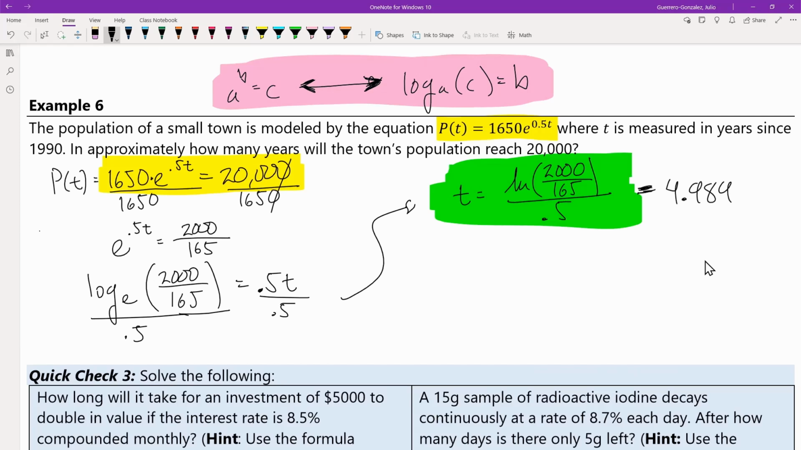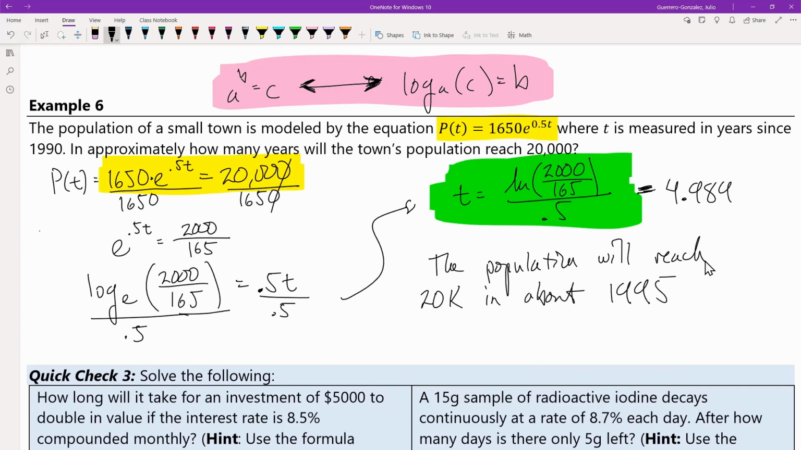Okay, so according to my calculations, the population will reach 20,000 in about 1995. Okay, 4.989 is pretty darn close to 5 years, right? The measurement starts at 1990 plus another 5 years. That's 1995. We are all done.